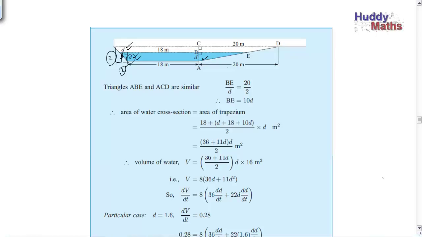Now what do we want to do? Well, we want to connect V and that variable D. That's what we want to do. So we need a formula for the volume of this body of water here. Now that's a trapezium times 16, isn't it? Out there, remember, it's the width of that. So we need the area of the trapezium. Okay, so how are you going to get that? Well, the area of the cross-section times the depth or the width of it there.